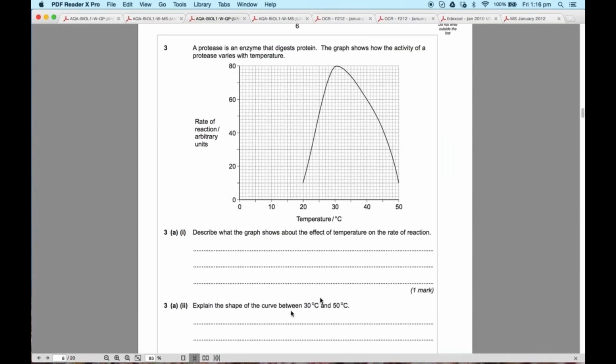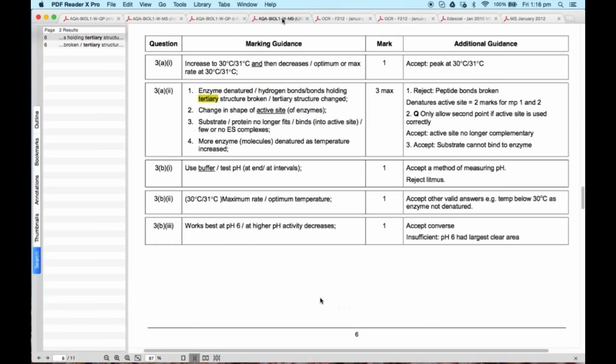Next one, okay, it's a graph question, totally different way of asking the question. Give reasons for the shape of the curve between 30 degrees and 50 degrees, okay? Boom, it's denaturing. That's what's going on there. So, enzyme denatured, hydrogen bonds changing, tertiary structure change, change in the shape of the active site, the substrate no longer fits, does not form an enzyme substrate complex, and the last one is that the more enzymes are denatured, the higher the temperature gets.